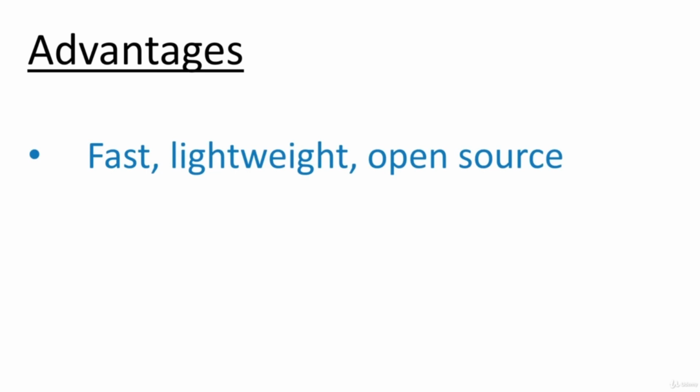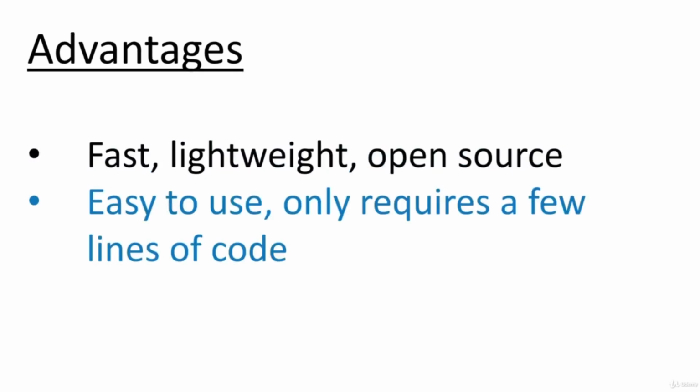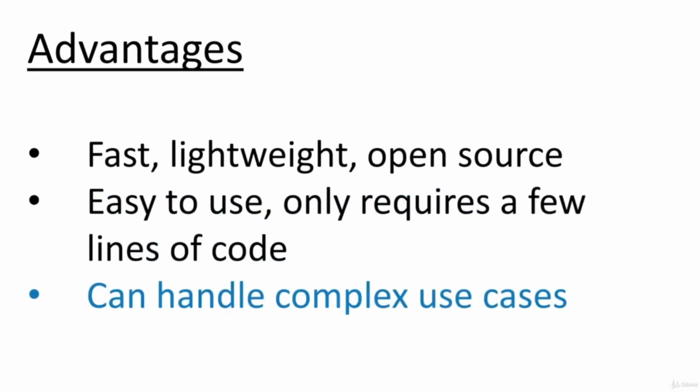Here are some of the key advantages of using JSON. It's fast, lightweight, and open source. It's easy to use and only requires a few lines of code to serialize and deserialize data. Also, JSON can handle complex use cases such as Java objects inside of other Java objects.